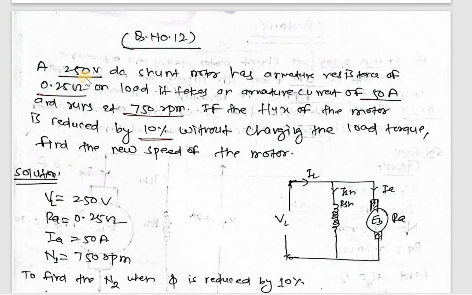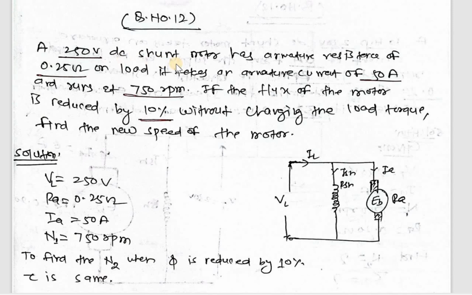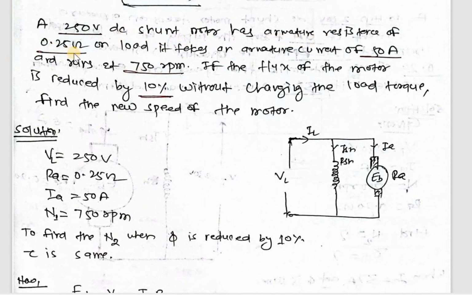Okay, and the next problem is a 250 volt DC shunt motor has armature resistance of 0.25 ohm. On load, it takes an armature current of 50 ampere and runs at 750 RPM. If the flux of the motor is reduced by 10% without changing load torque, find the new speed of the motor.